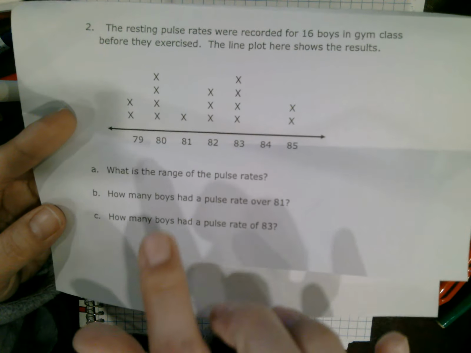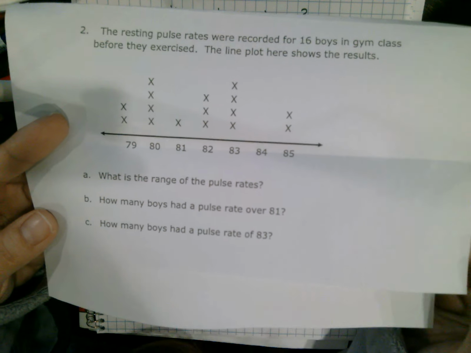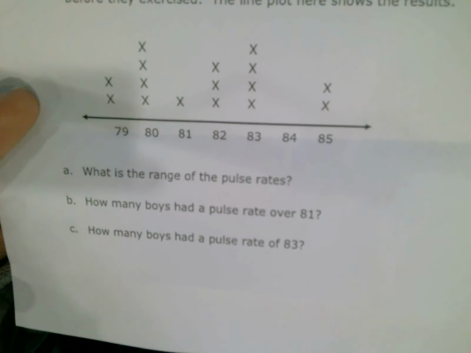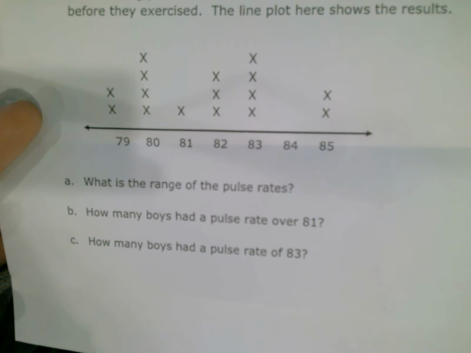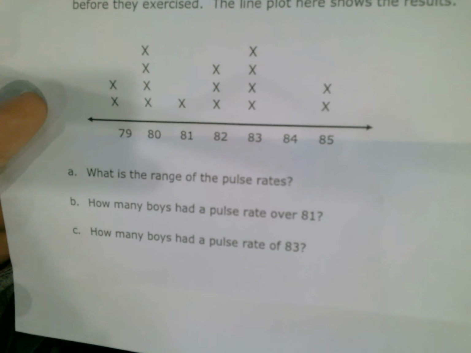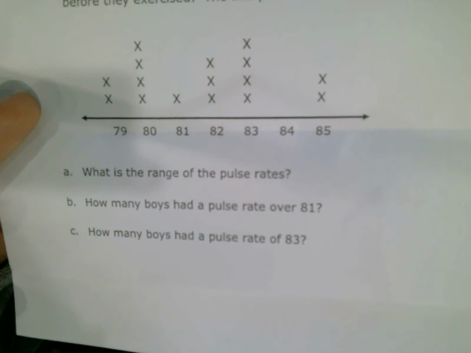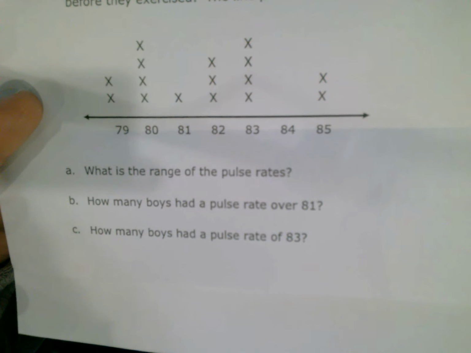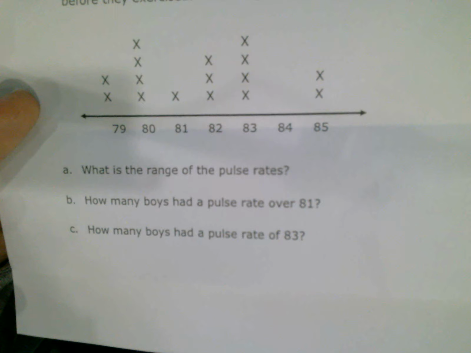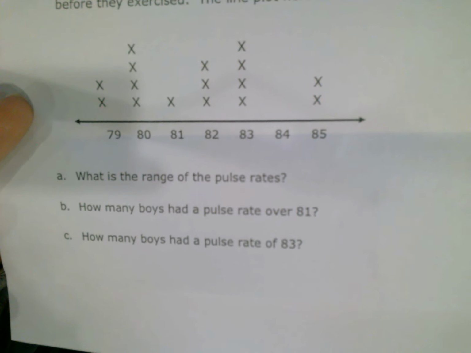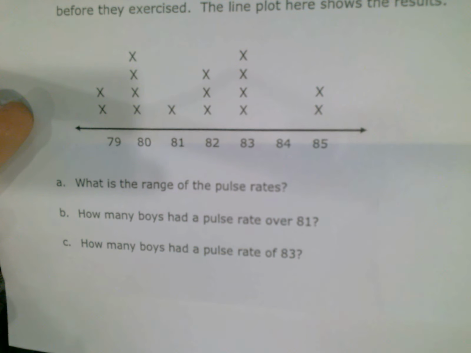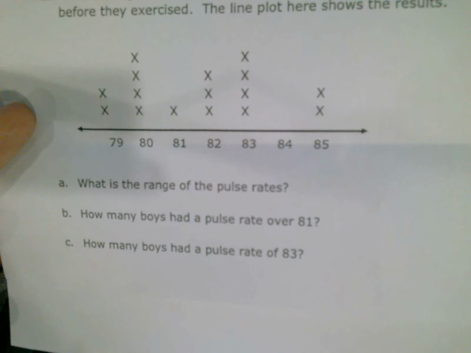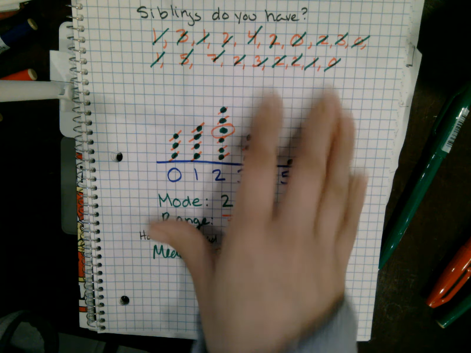Okay. I want you to answer these 3 questions, A, B, and C. So you don't have to copy down the line plot. You have to answer the questions. What is the range of the pulse rates? How many boys had a pulse rate over 81? Does that include 81? No. How many boys had a pulse rate of 83? So exactly 83. So you can go ahead and pause it and answer those in your notebook. By the way, I don't need you to take a picture of this. I just need you to take a picture of your answers for these.